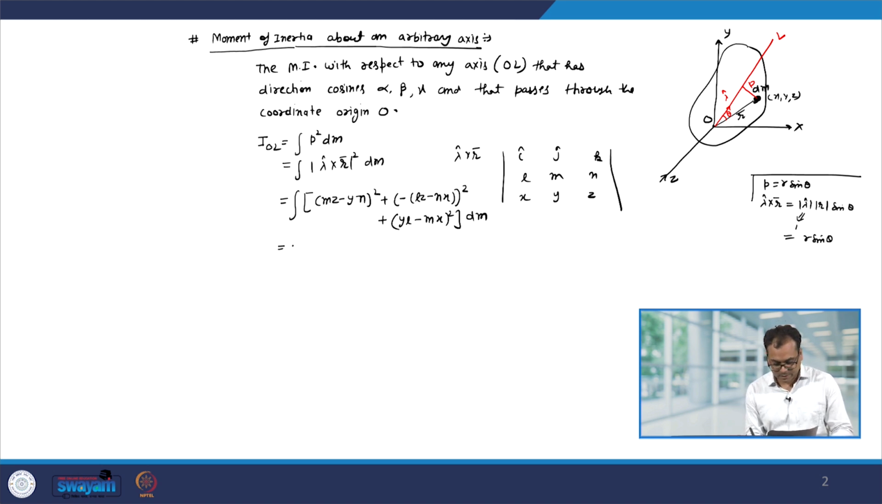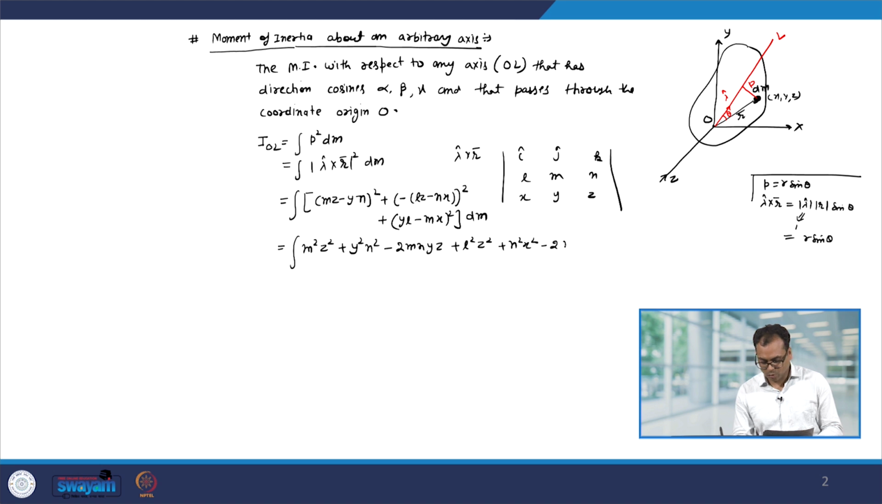Now, let us expand this. So, we have integral m square z square plus y square n square minus 2mn yz plus L square z square plus N square x square minus 2nl zx plus y square l square plus m square x square minus 2lm xy, and then dm.